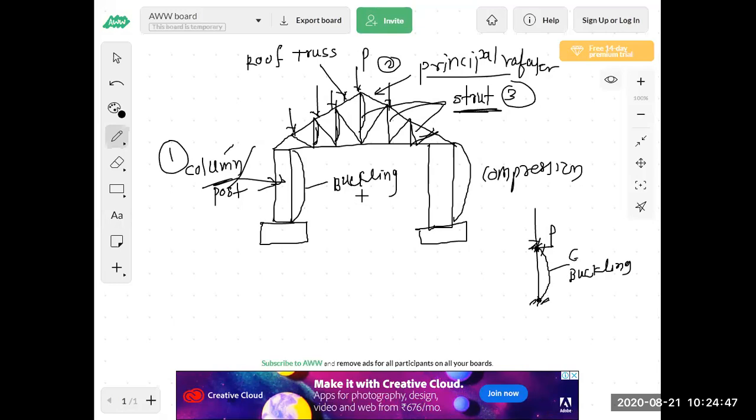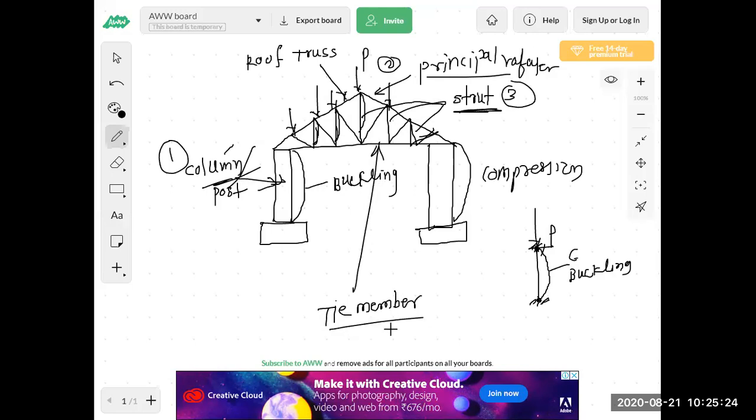Are you getting? So the principal rafter, these two inclined members, and the vertical members are the principal rafter and strut, and they are always carrying compressive load. Which members carry compressive load in this truss or this structure? This is an industrial shed, a steel structural shed. In this steel structural shed, the components principal rafter, strut and column are under compression, and this member we are calling a tie member.